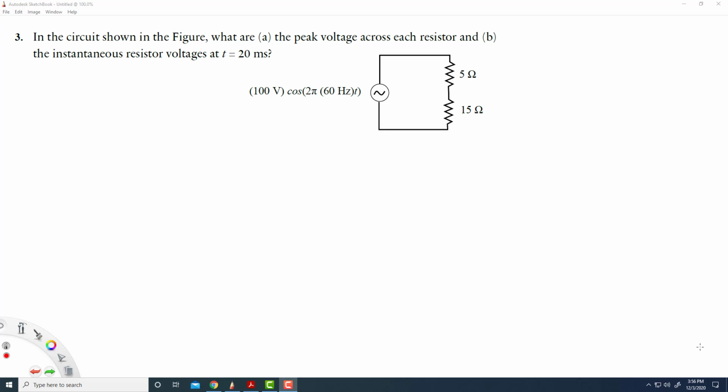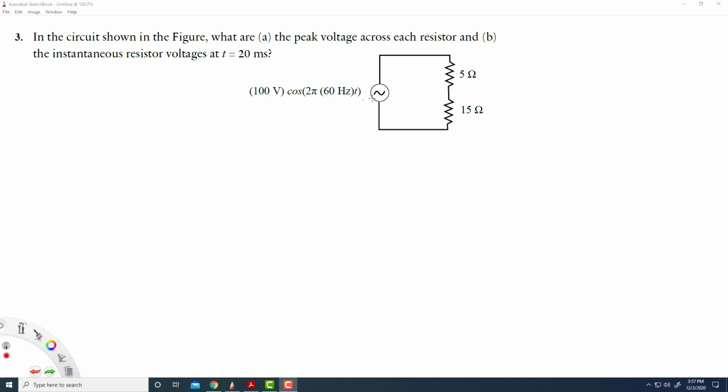Okay, so let's look at number 3. Number 3 is an AC circuit problem. We have this AC source, or alternating current source. In the previous chapters, we dealt with direct current using a battery or some direct current source, but in this case this is the alternating current source.